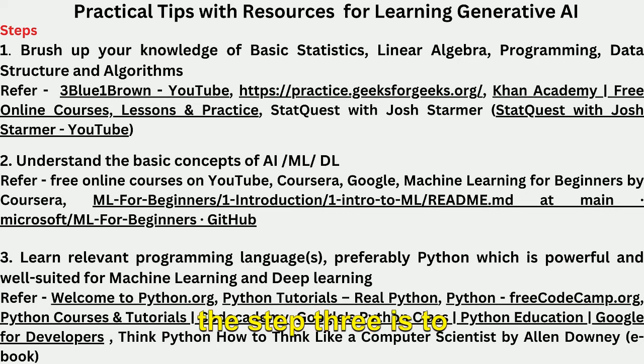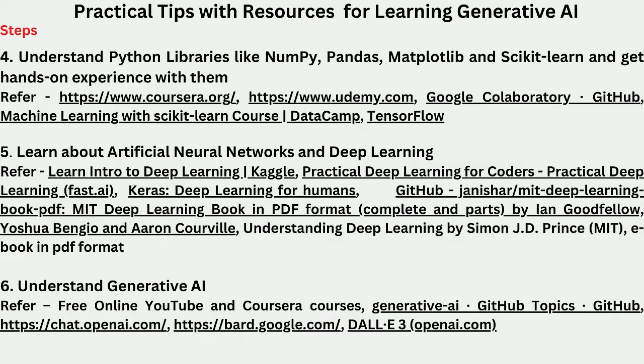Step 3 is to learn the relevant programming languages, especially Python, which is powerful and well suited for machine learning and deep learning. Practice writing Python code regularly and do thorough tests to clear all your basic concepts. This is to be followed by the implementation of the learned machine learning. Now, step 4 is to understand Python libraries like NumPy, Pandas, Matplotlib, and Scikit-learn and get hands-on experience with them. Study the libraries and practice implementing them through small projects with assistance from the mentioned websites. This will help to deeply understand the relevant applications of the libraries.